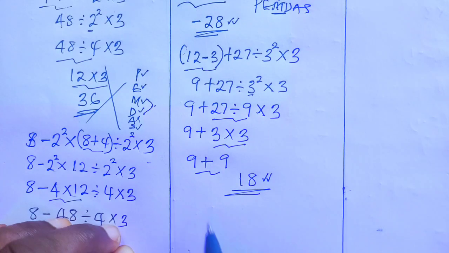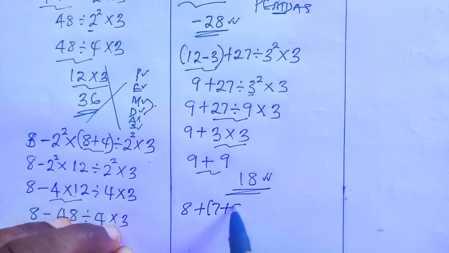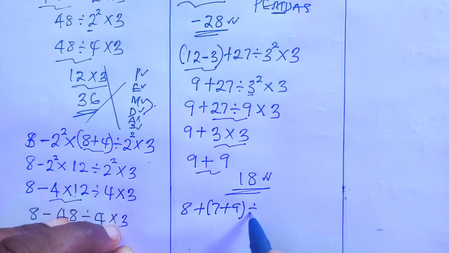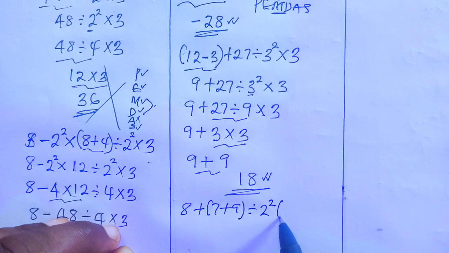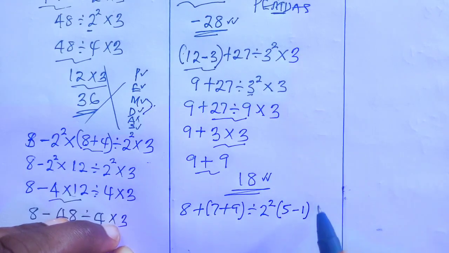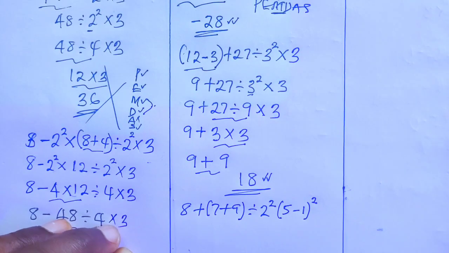Now, for instance, we have 8 plus 7 plus 9 divided by 2 to the power of 2 multiplied by 5 minus 1 to the power of 2. Now, how are we going to simplify this?